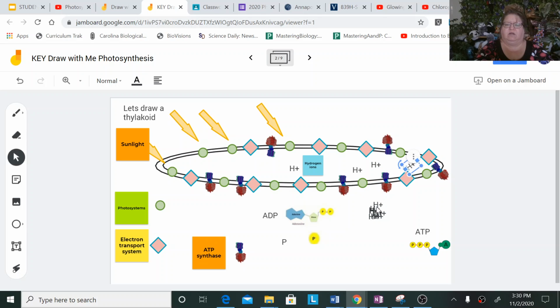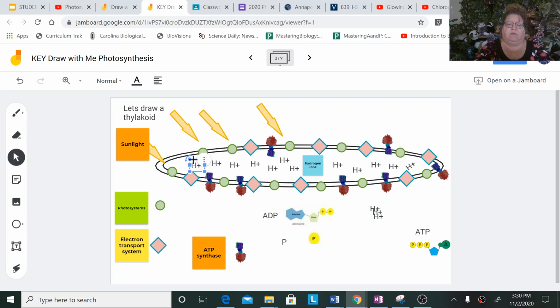I'll sneak one in there. Now, I made a whole bunch more than what you guys have, so I will probably have more in my diagram, but that's okay. I want to really emphasize it. You can sneak in more if you want. The whole point is that the inside of this thylakoid is going to contain our concentration of hydrogen.